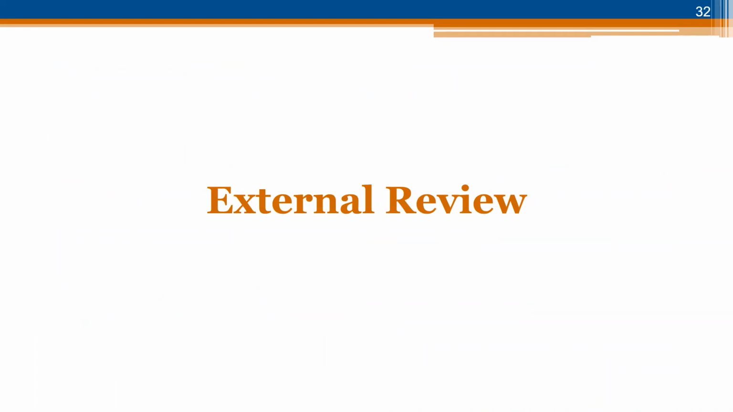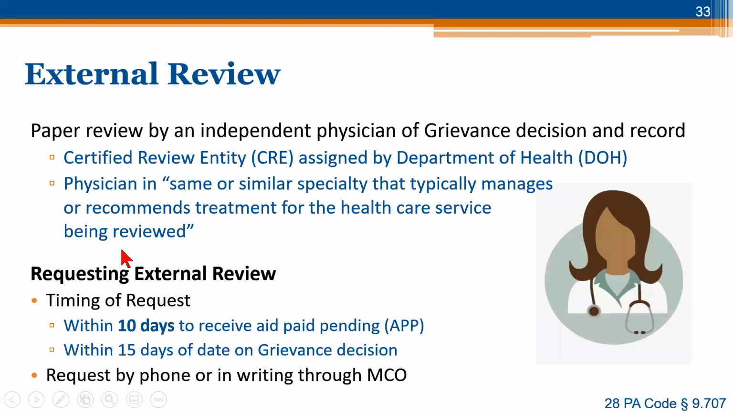I'm going to talk briefly about external reviews and fair hearings, and then we'll wrap up. So external review, as you remember, is one of the 2 options for appealing a grievance decision. It's a paper review, and it's done by an independent physician. So this is the first independent review that a person can get.